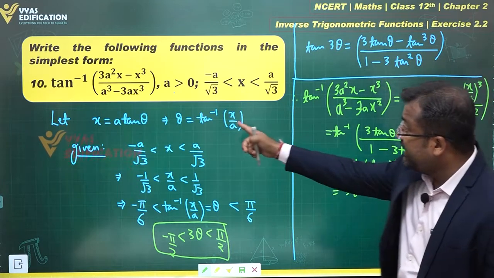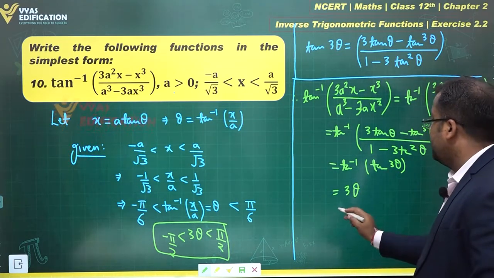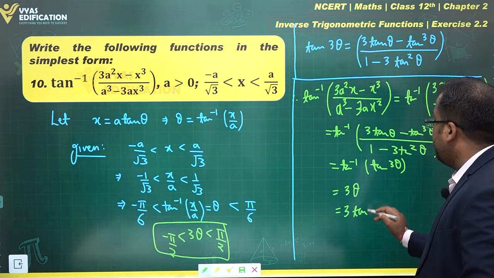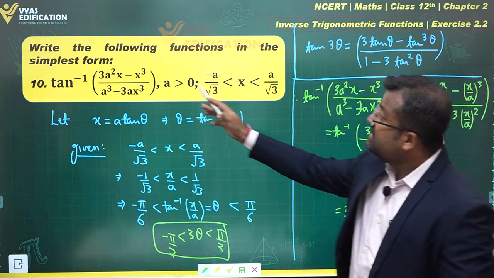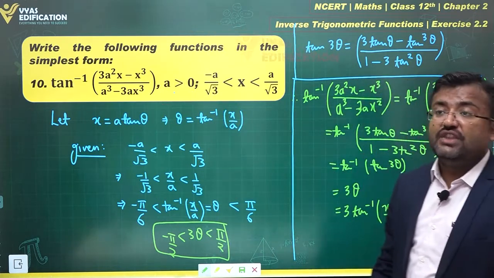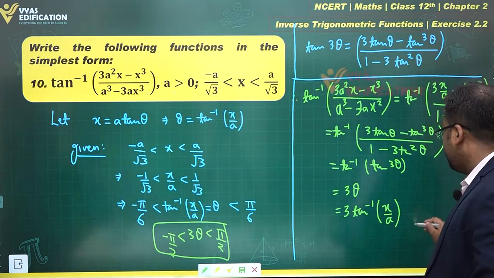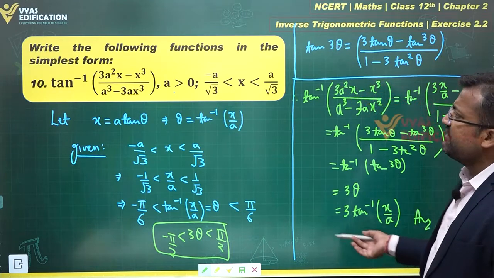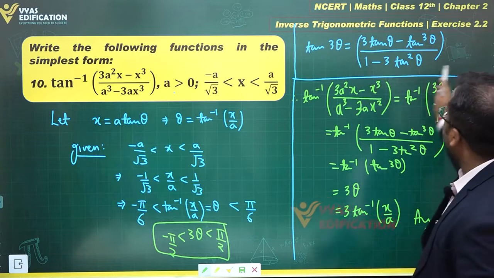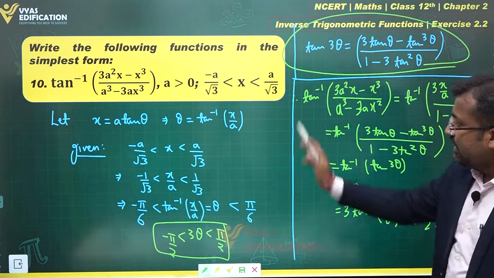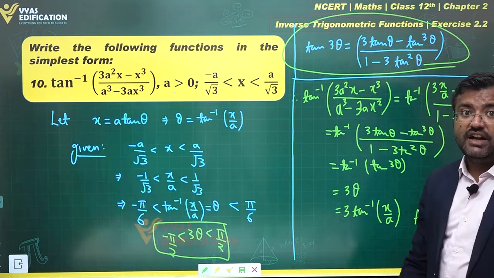And what was theta? Theta is tan inverse x by a. So this is 3 times tan inverse x by a. And that's the simplest form of this expression, as you can see. That's the final answer. Yes, that's the final answer for this question. Let me get aside so that you can take a look at the complete solution. This is the formula that we have used. Otherwise, the solution is this, right? That's all.